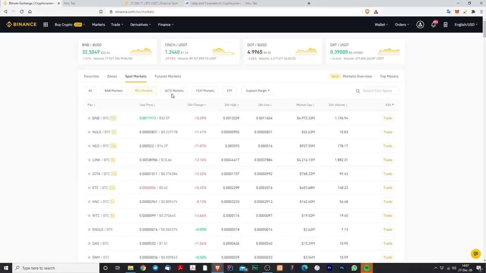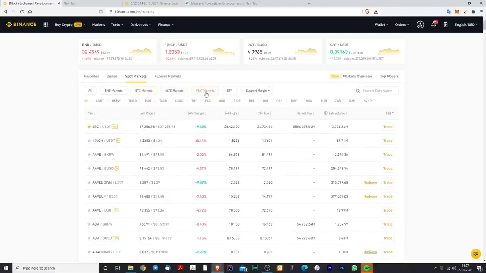You can also select fiat markets. By default, Binance uses USDT as its fiat, or sometimes they may use BUSD. USDT is a stablecoin. Most of you guys already know, it's kind of like a dollar. It's a cryptocurrency, but it's like a dollar because it's 1-to-1 to the dollar.